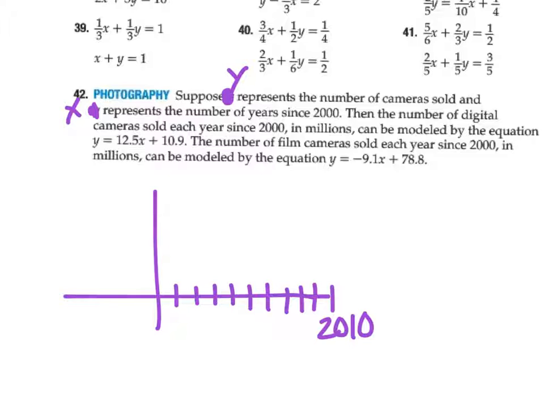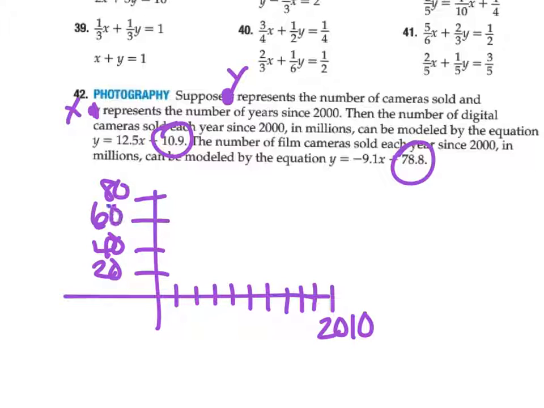And over here on the y, I have a 78.8 and a 10.9 for y-intercept. So I would do something like 80, 60, 40, 20. And then that should help you be able to do that. But the book has the x and y wrong. So there you go. That's it.